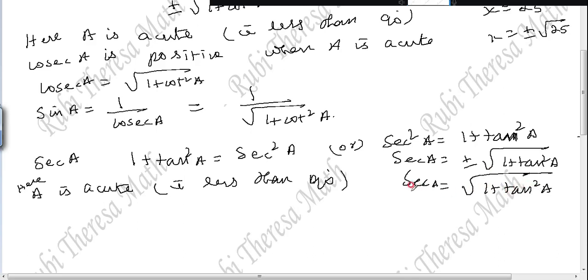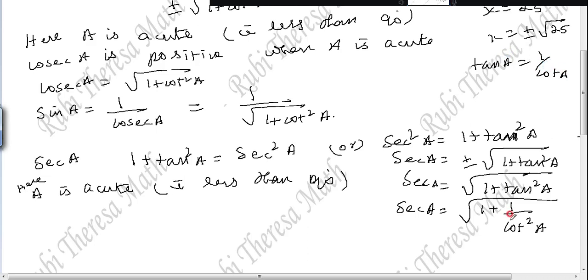Isn't it? Here secant A equal to root of 1 plus tan squared A. But they have asked in terms of cot. So root of 1 plus tan squared A, how can you write this? 1 by cot squared A, isn't it? That is tan A equal to 1 by cot A. Understand? So you want to find out the LCM, isn't it? So secant A equal to, while you are taking LCM, cross multiply this. That is cot squared A plus 1 divided by cot squared A.